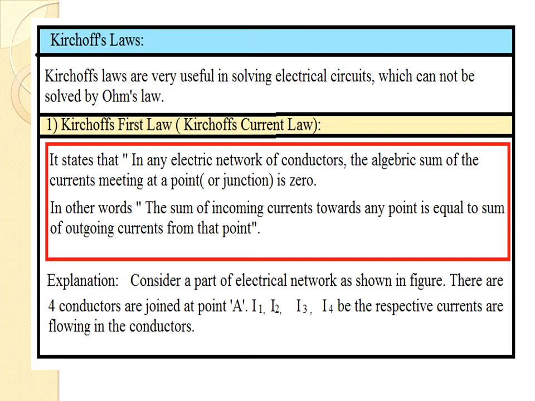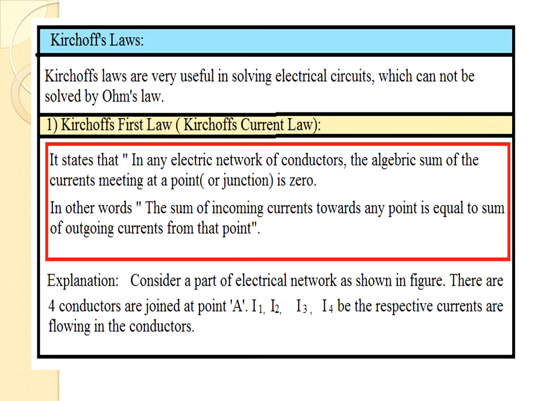Number 1, Kirchhoff's first law or Kirchhoff's current law. It states that in any electrical network of conductors, the algebraic sum of currents meeting at a point or junction is 0. You have to write only one line. This will give 2 marks. Or in other words, the sum of incoming currents towards any point is equal to the sum of outgoing currents from that point.